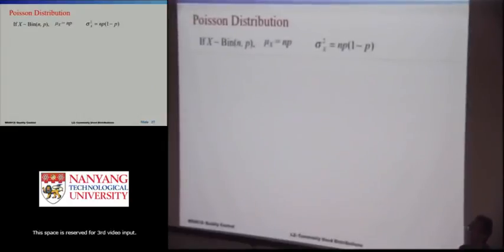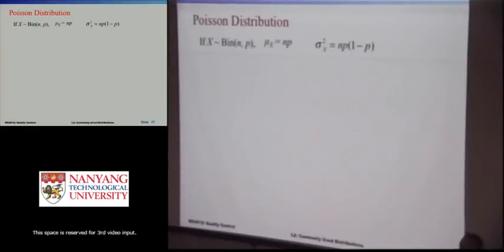Then we look at a special case, the Poisson distribution. In the binomial distribution, we have two parameters. One is the number of trials, the other is the successful probability, n and p. And we can see for this, mu x equals the product of n times p. And the variance equals n times p times 1 minus p.